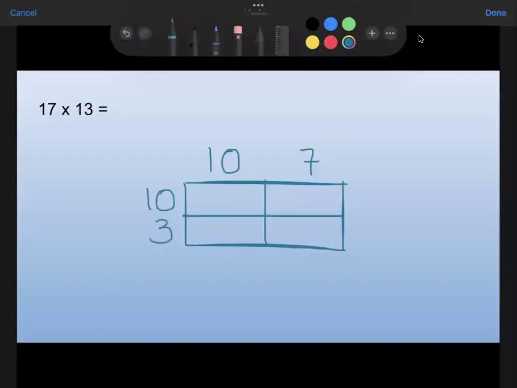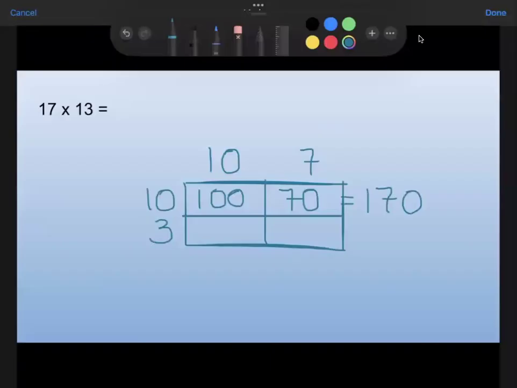So my top left box is what I'm going to get when I multiply the number on top times the number on the side. So 10 times 10 is 100. If I move just to the right, that means I'm multiplying 7 times 10, which is 70. Now, some people like to go ahead and add those together, which they can do and get 170 out here. But if you want to wait till the end to add them all up, totally fine.